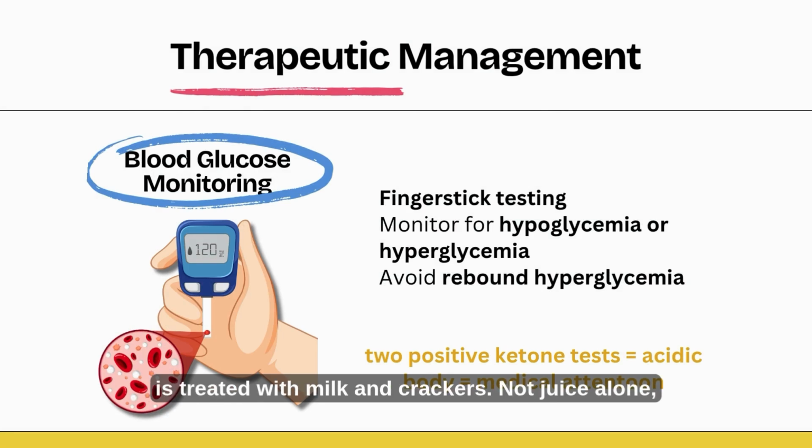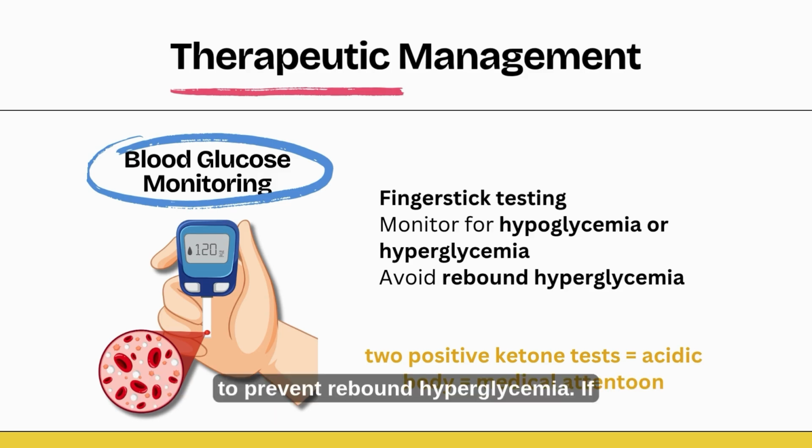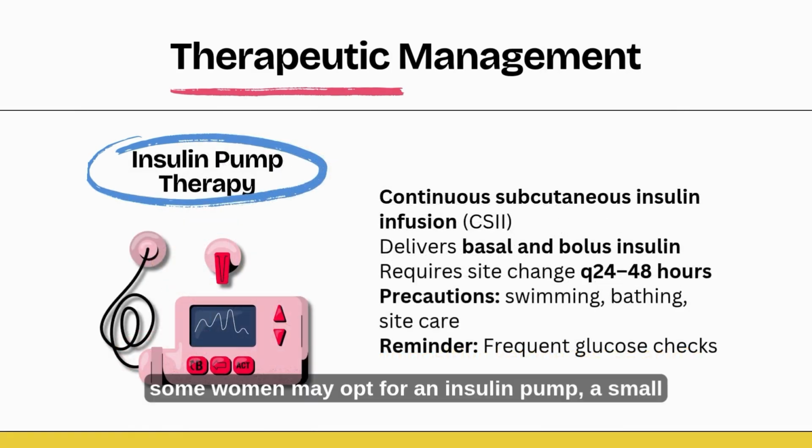Hypoglycemia is treated with milk and crackers, not juice alone, to prevent rebound hyperglycemia. If glucose is elevated, ketone testing is needed. 2 positive ketone tests mean the body is acidic. This requires medical attention. Lastly, some women may opt for an insulin pump, a small device that delivers insulin continuously.